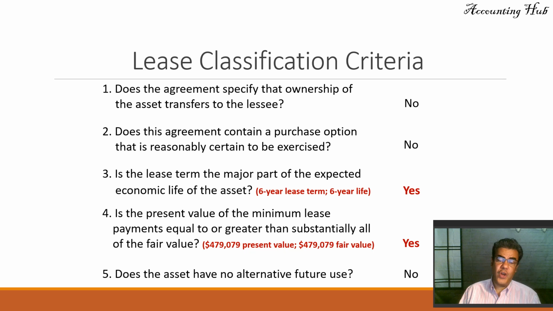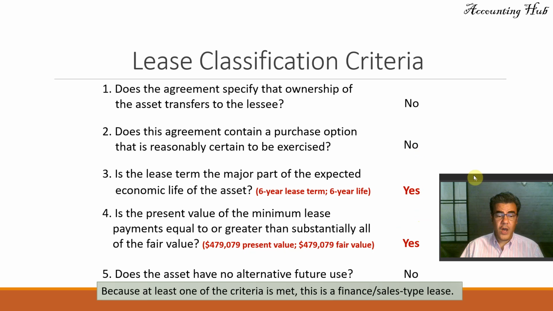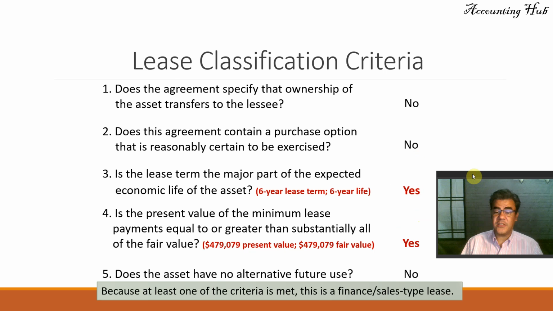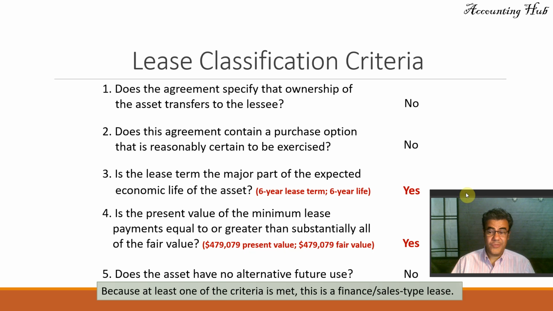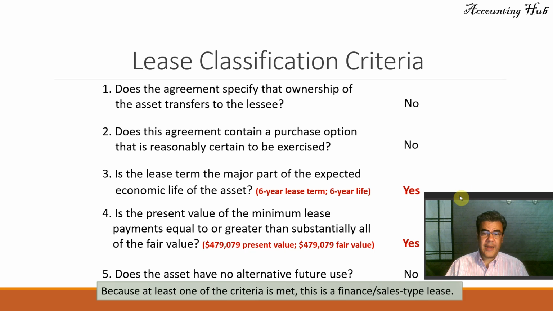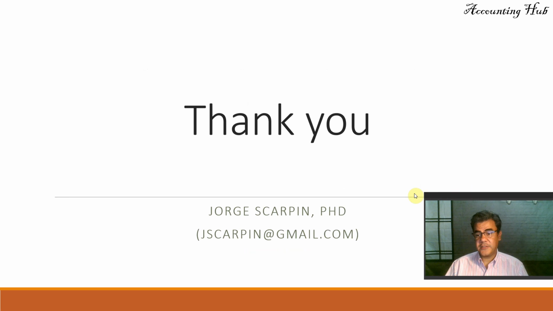Does the asset have no alternative future use? No. So we have two yeses and three nos. It doesn't matter if the number of nos is greater than the number of yeses. We only need one. Because at least one of the criteria is met, this is a finance, sales type lease. So we have two here. Wow, that is more than enough to be classified as a finance lease.